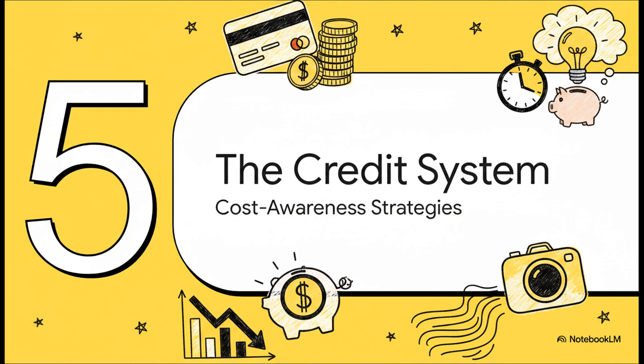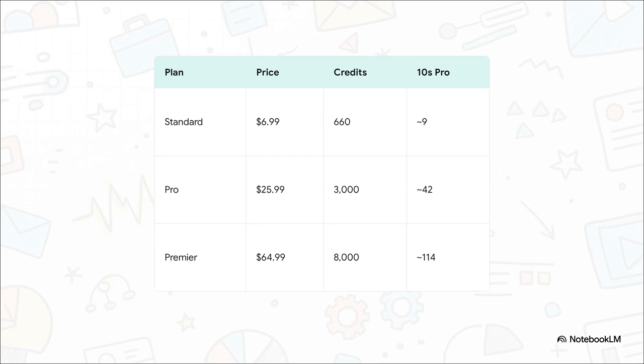Let's talk cost awareness. Let's face the music on pricing. Kling offers a free plan with 66 daily credits, sure, but those clips have watermarks. For clean, commercial output, you need the paid plans. Standard is about $7 for 660 credits. Pro is $26 for 3,000, and Premier runs $65 for 8,000 credits.